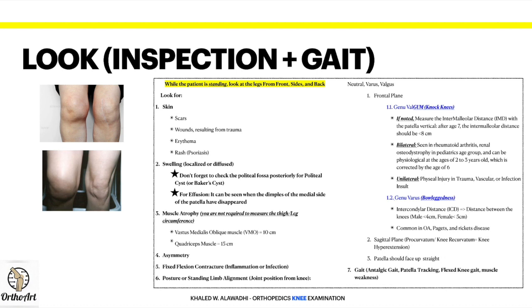Then you check the patella, and it should face straight up. Finally, we end with gait: an antalgic gait or patellar tracking, and check for a flexed knee gait, which I'll show you later on, and muscle weakness. You can have a problem with gait later on. I mentioned most of this in the hip examination, so feel free to go back to the hip examination video and check out the gait section.